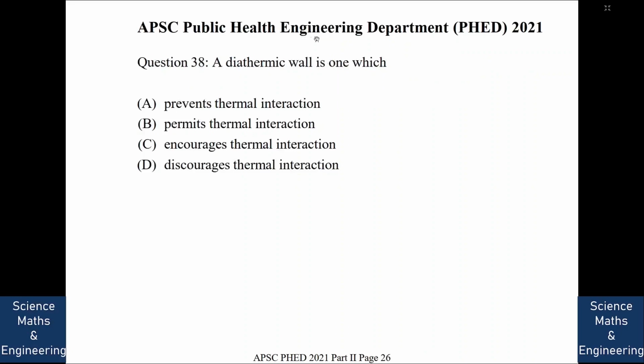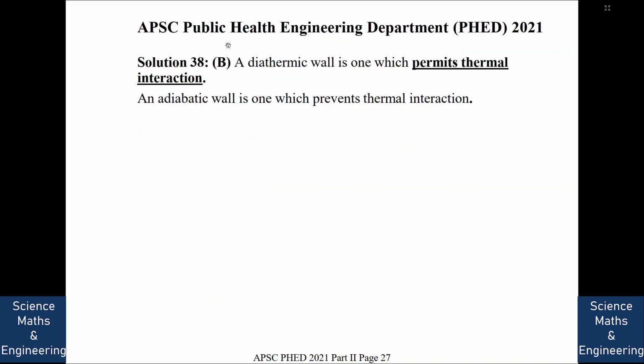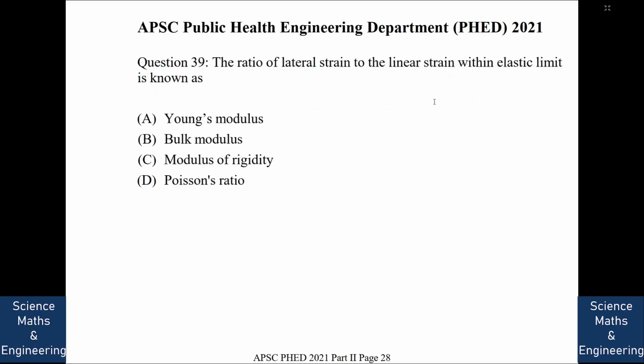A diathermal wall is one which, so the answer is, a diathermal wall is one which permits thermal interaction, so heat can flow. So this is a diathermal one. However, an adiabatic wall is one which prevents thermal interaction, so no heat can pass in. It is an adiabatic wall, but in a diathermal wall, heat can pass. So we'll go to the next question.